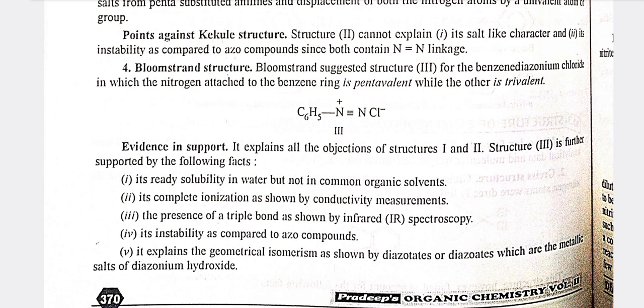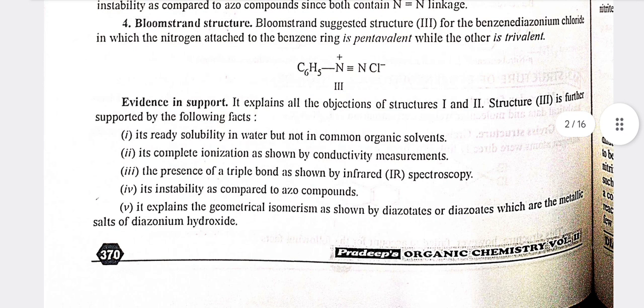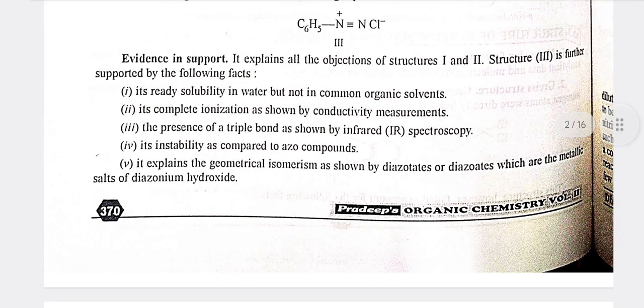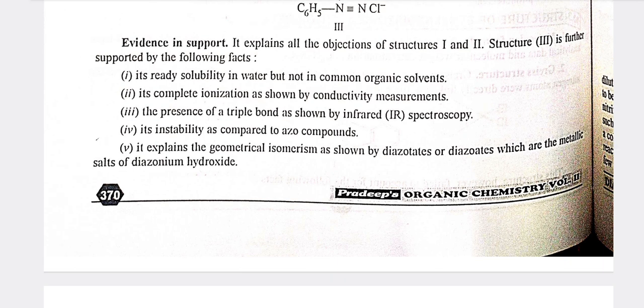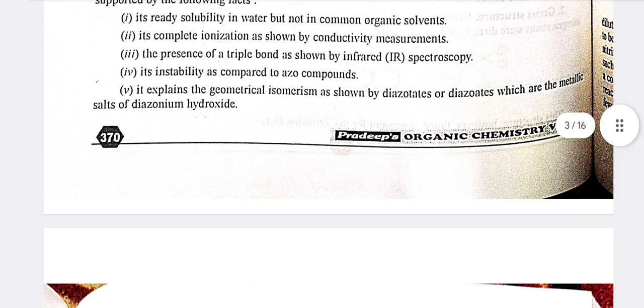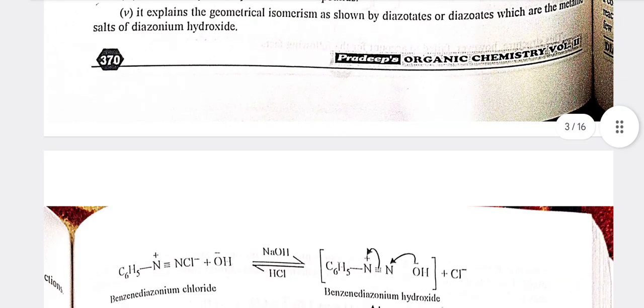Blomstrand structure. Blomstrand suggested a structure for benzene diazonium chloride in which the nitrogen attached to the benzene ring is pentavalent while the other is trivalent: C6H5-N≡N+ Cl-. Evidence in support. It explains all the objections of structures 1 and 2: its ready solubility in water but not in common organic solvents, its complete ionization as shown by conductivity measurements, its instability as compared to azo compounds. It also explains the geometrical isomerism as shown by diazoates.